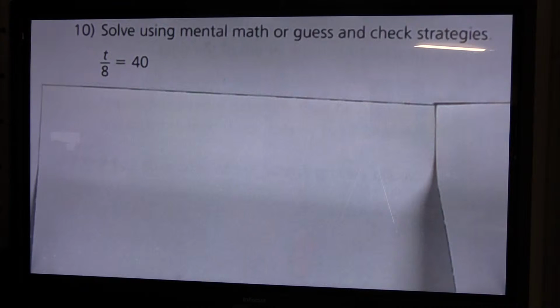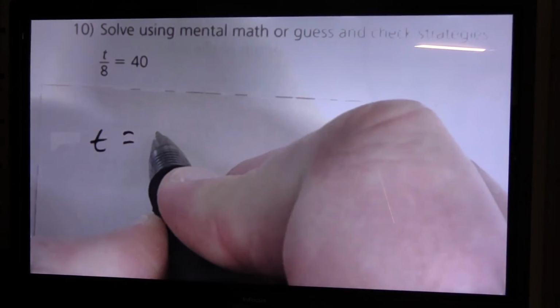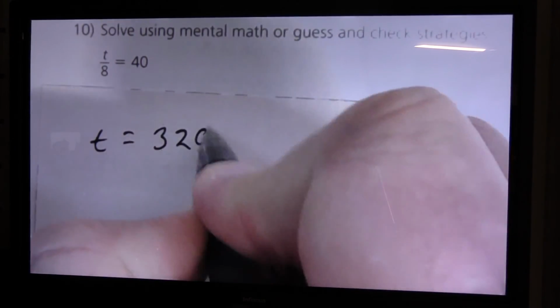So in my mind, I'm thinking 8 times 4 is 32. But this isn't just 4, this is 40. So I'm going to multiply 32 by 10, and that's going to give me 320. So t is going to be equal to 320.